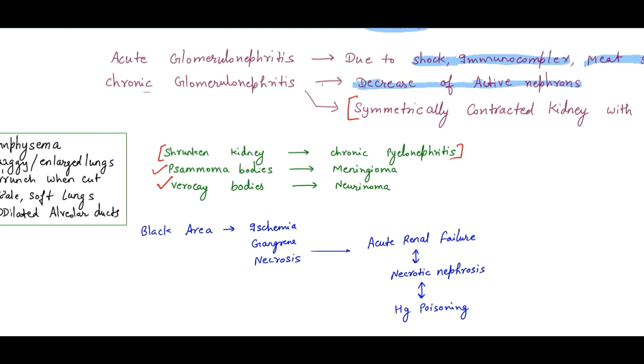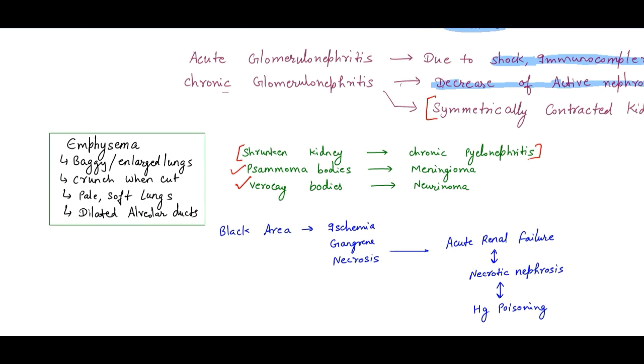Are you speaking with me? Yes. If not speaking, then speak. What is the shrunken kidney? Chronic pyelonephritis. Psammoma bodies, meningioma. Verocay bodies, neurinoma. Okay, guys.